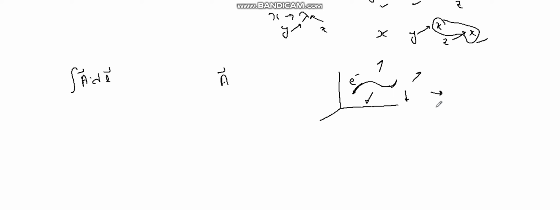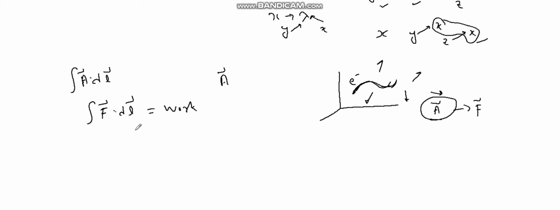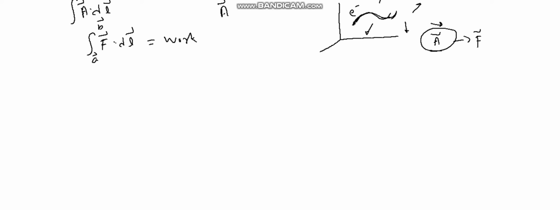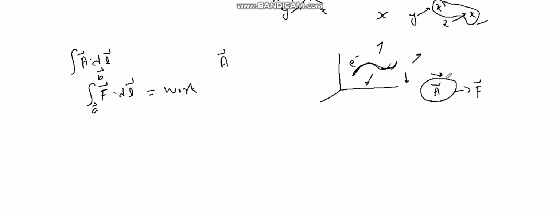So we have this vector field, let's say a. And by chance if that vector field a is a force vector field, then the line integral F dot dl will represent the work done by a particle that moved through a curve under the force field F, if it moved from A to B. So a line integral can represent the work done by a particle when it moves through a trajectory under a force field F.